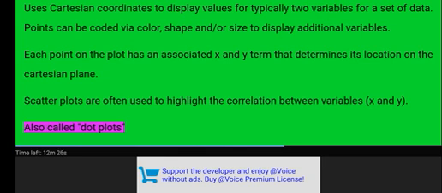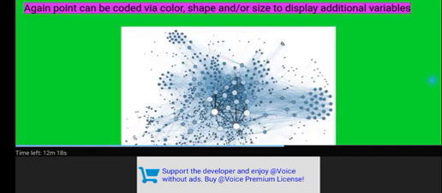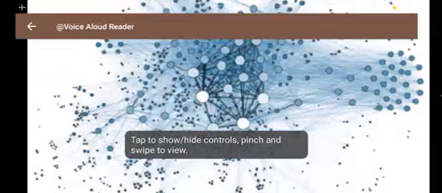Also called dot plots. Scatterplot 3D. Position x, position y, position z, color, symbol, size. Similar to the two-dimensional scatterplot above, the three-dimensional scatterplot visualizes the relationship between typically three variables from a set of data. Again, points can be coded via color, shape and/or size to display additional variables.